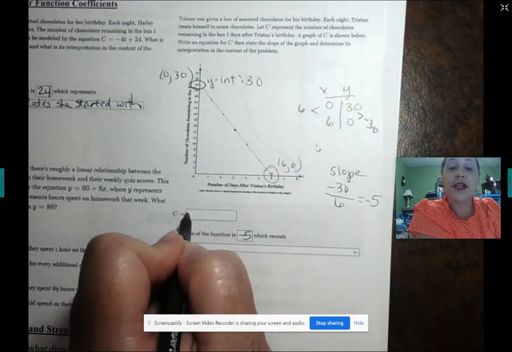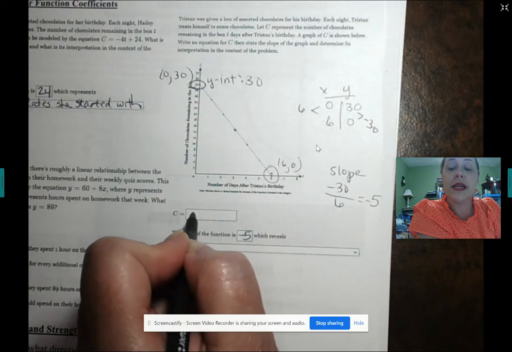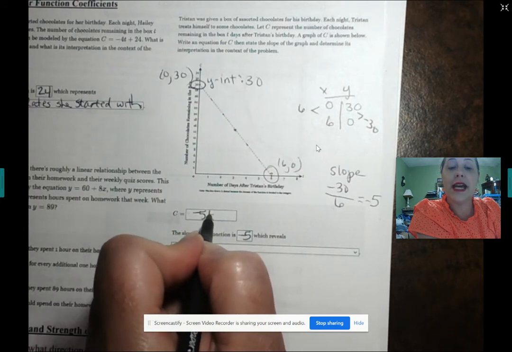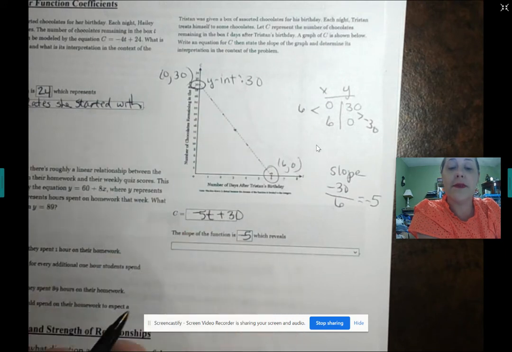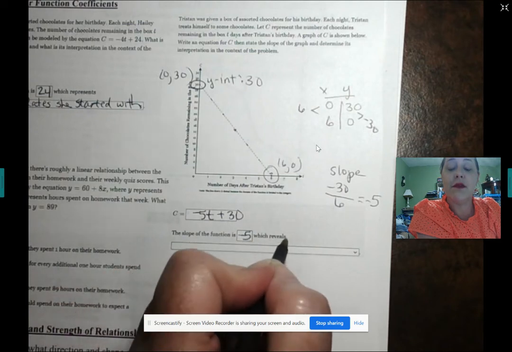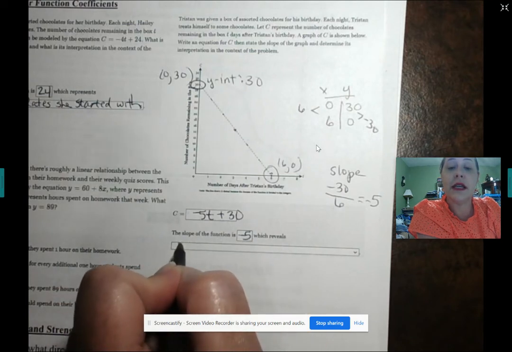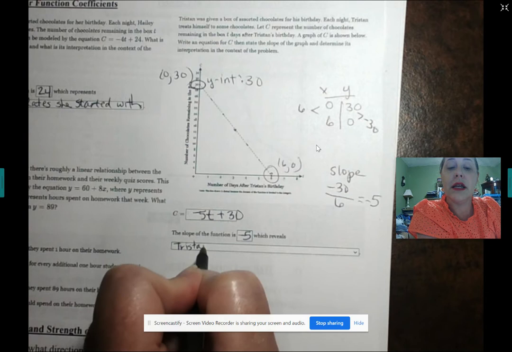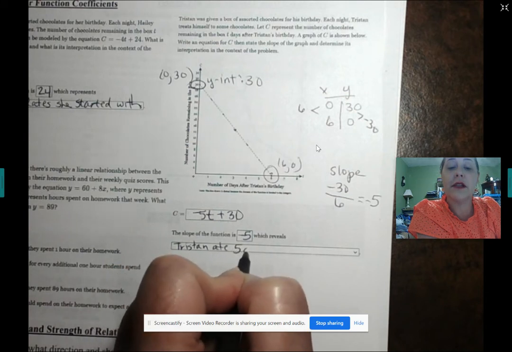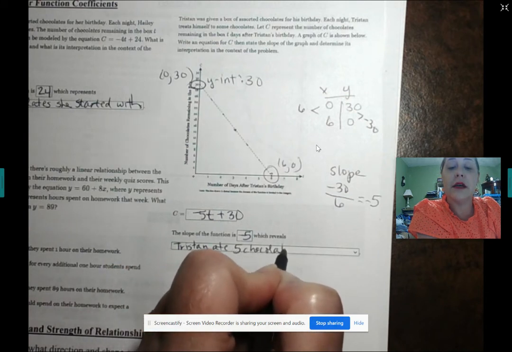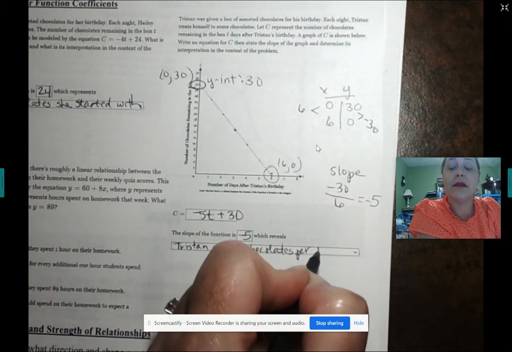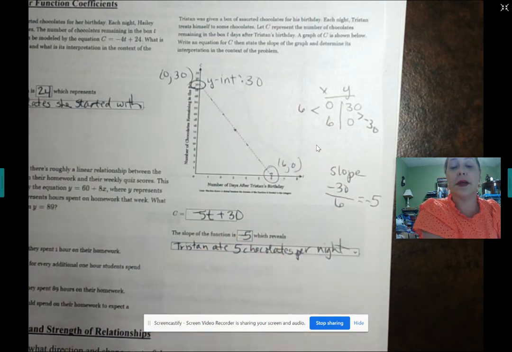So I can write my equation now. This is like my y equals -5 per day plus 30. And the slope of -5 reveals that Tristan ate 5 chocolates per night. Because it says he eats them at night. You could say per day. It wouldn't make a difference, but per night.